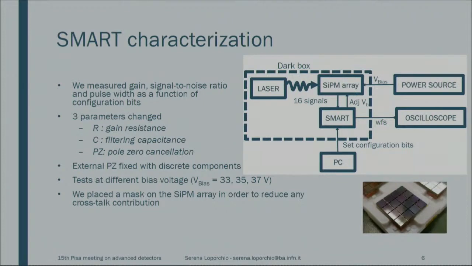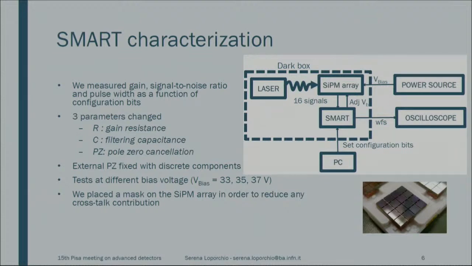The setup was placed inside a dark box in order to exclude any source of interference from external light sources, and we illuminated the SiPM arrays using a laser, after which we placed a diffusing lens in order to illuminate uniformly all the pixels. But also, in order to reduce the crosstalk contribution, we performed measurements with a mask in order to cover the pixels that we were not observing.